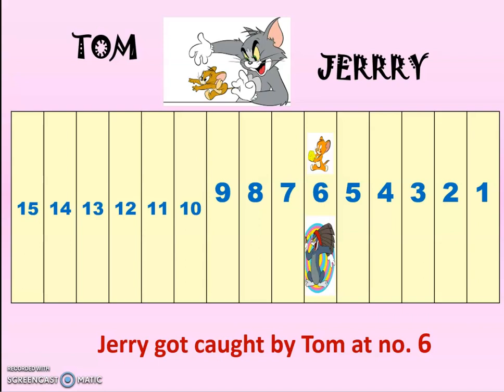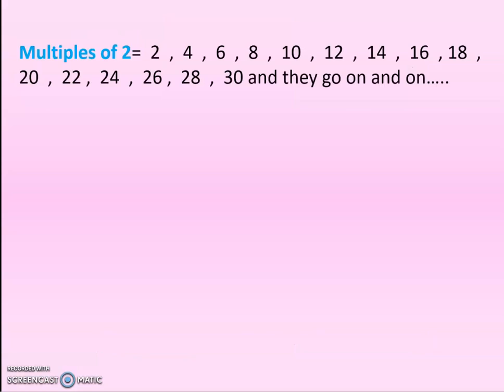So now let us understand it mathematically, what happened over here with Tom and Jerry, how Jerry got caught by Tom at number 6. If we talk about multiples of 2, the multiples of 2 are 2, 4, 6, 8, 10, 12, 14, 16, 18, 20, 22, 24, 26, 28, 30, and they go on and on. Why have I written this? Because multiples are countless. They are infinite. So they will go on and on till the time I can read or write numbers, and even beyond that. So these are the numbers where Jerry would have stepped.